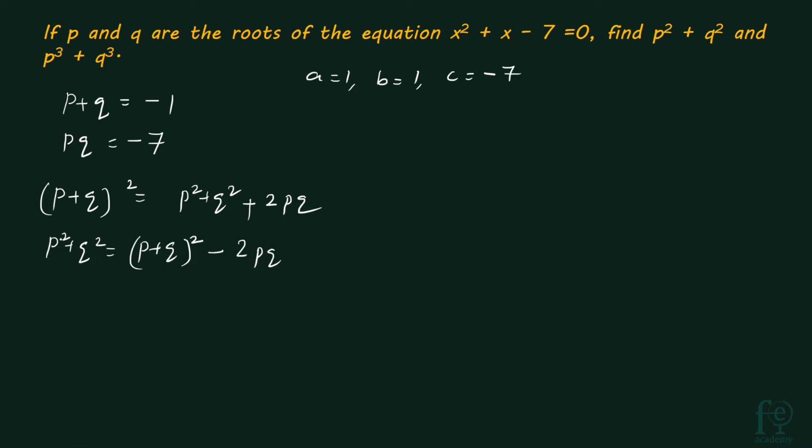So what you will be getting? Minus 1 the whole square will be 1. 1 minus 2 into minus 7, which gives us 15.